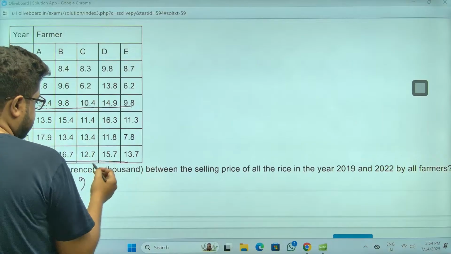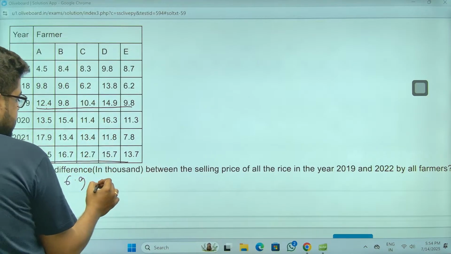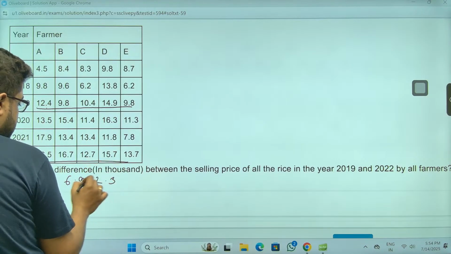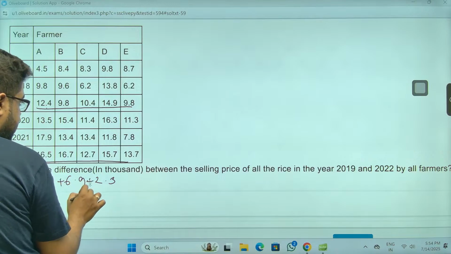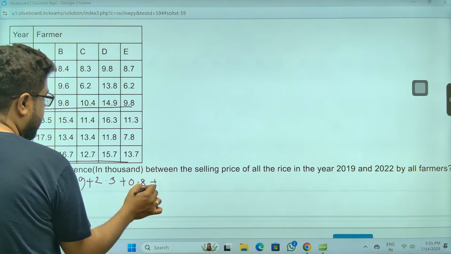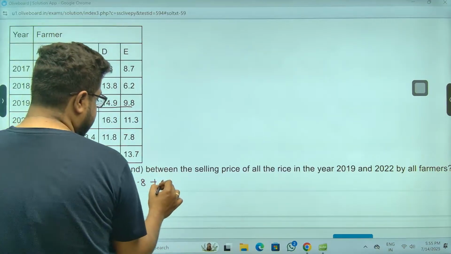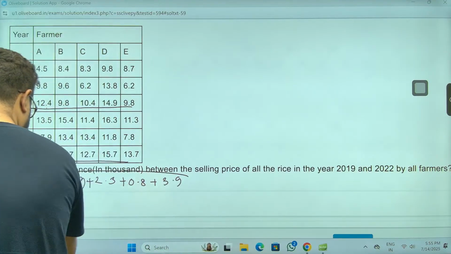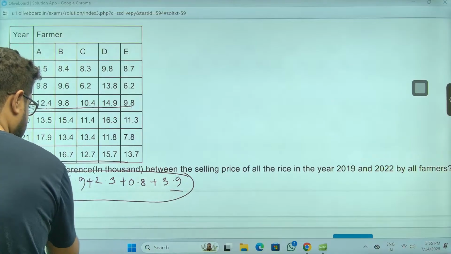So this is how much more, sir? Sir, 0.3 and here 2. So all are plus, right? This is 15 points, so this is 0.8 more, sir. And 9.8, so 3.7, 3.9, sir. Check it, these two make 8.